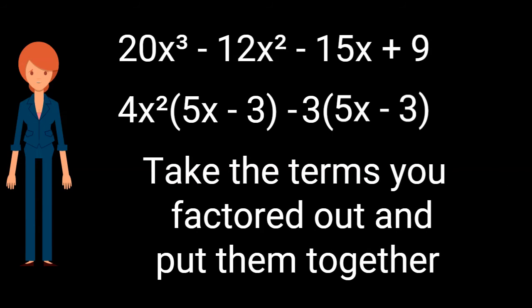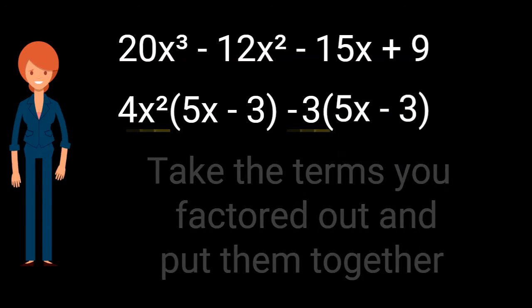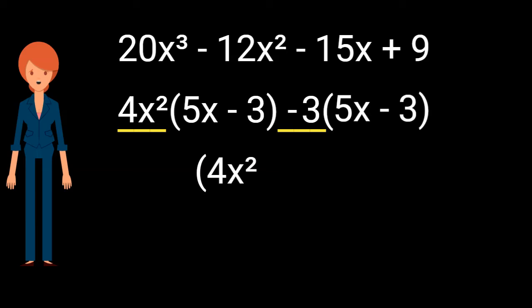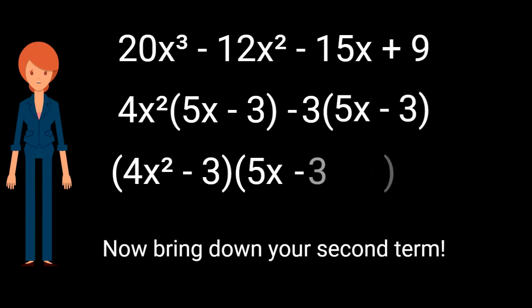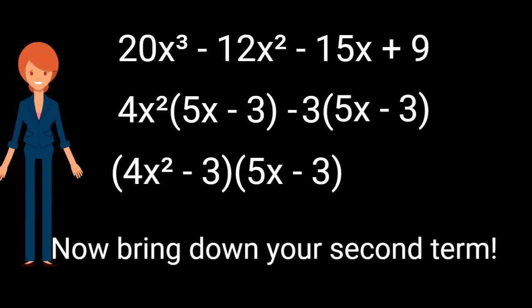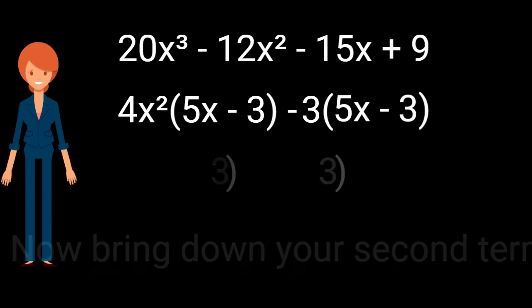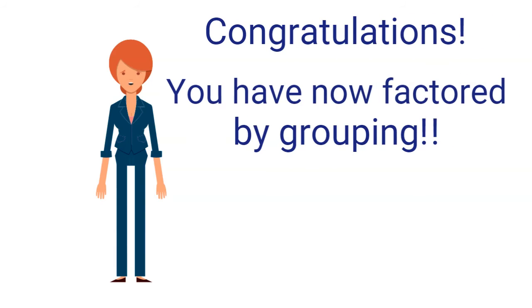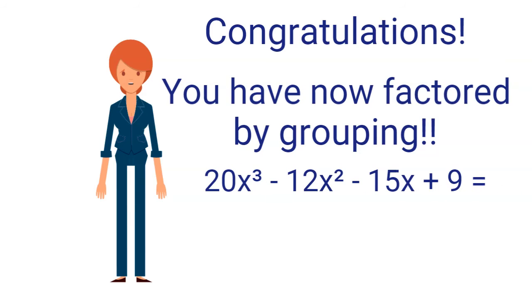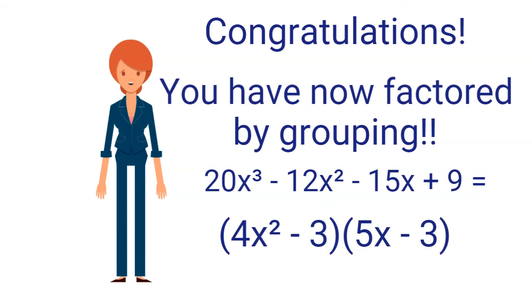Now take the terms you factored out and put them together. The 4x squared and the minus 3 go in one parenthesis. So that is your first term, and then just bring down your second term, and you're done. Congratulations, you have now factored by grouping. So the polynomial you started with is the same thing as the factors 4x squared minus 3 times 5x minus 3.